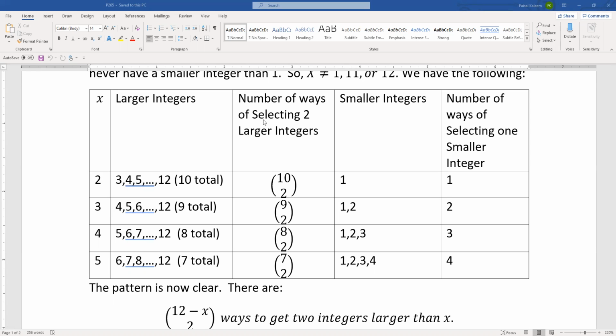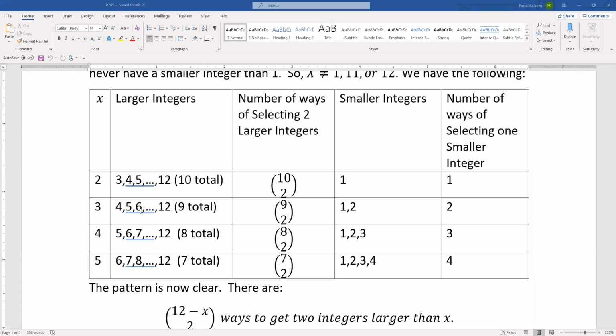So now, since we figured out that we are looking for 2 integers larger than X, when X is the second smallest, the number of ways of selecting 2 integers larger than 2 in this first row, where X is 2, and there are 10 integers available which are larger than 2, is 10 combination 2.